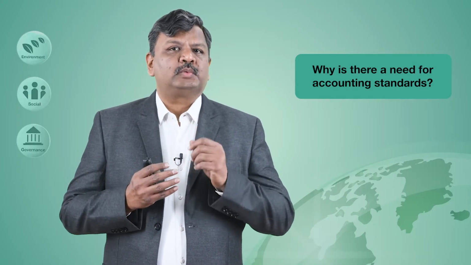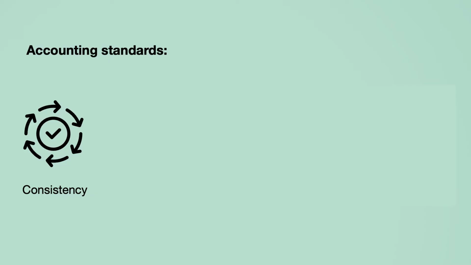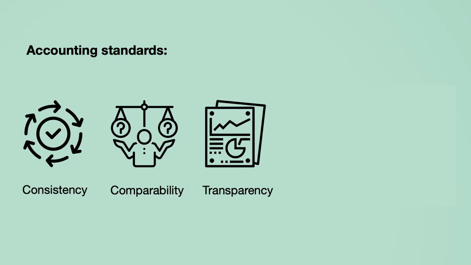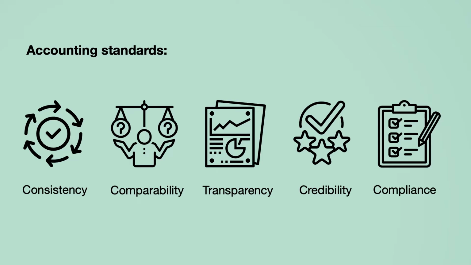Imagine if there were no accounting standards. Then every company would report its financial results in its own manner, subject to interpretation. This will erode the credibility of financial statements, leading to investor confusion, mistrust, and a higher risk of fraud. Accounting standards ensure five things: consistency over a period of time, comparability between different companies, transparency in reporting, credibility of numbers being reported, and compliance to regulations.